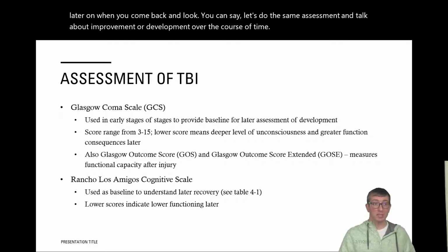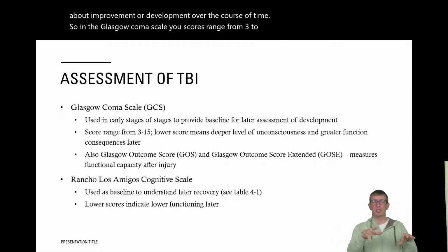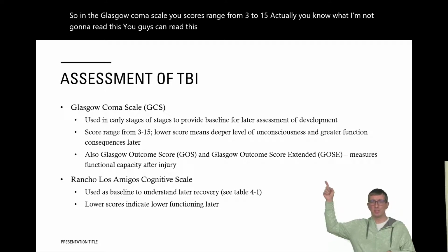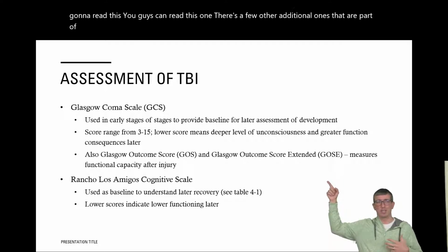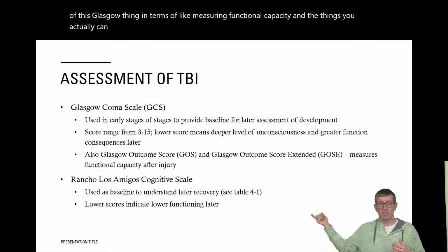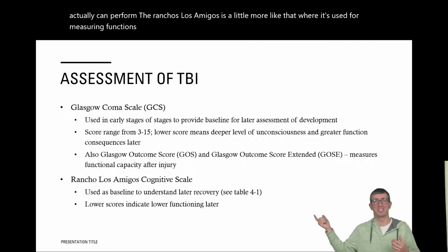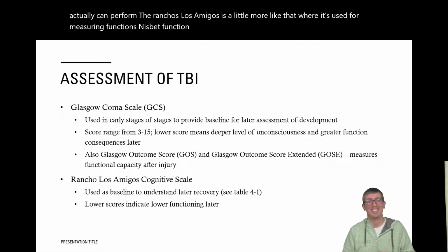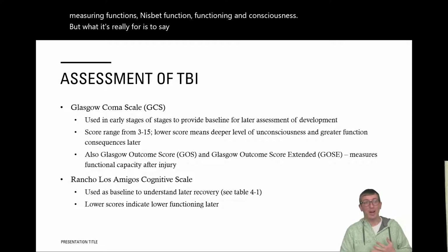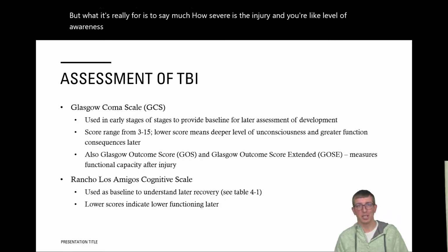So in the Glasgow Coma Scale, scores range from 3 to 15. Actually, you know what? I'm not going to read this. You guys can read this one. There's a few other additional ones that are part of this Glasgow thing in terms of measuring functional capacity and the things you actually can perform. The Rancho Los Amigos is a little more like that, where it's used for measuring functioning and consciousness. But what it's really for is to say how severe the injury is, and your level of awareness. That's really what we're trying to understand here.